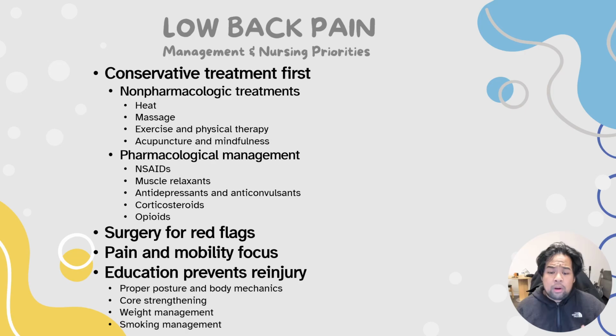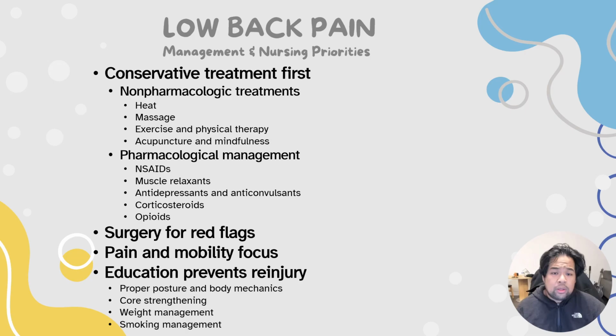When we go to the pharmacological management, NSAIDs are the go-to when the back pain starts because they decrease the inflammation. If it gets pretty bad, we'll give them some sort of muscle relaxers. Antidepressants and anticonvulsants will also be used because they relax them, as well as corticosteroids for the inflammation, and then we'll give them opioids if we need to.